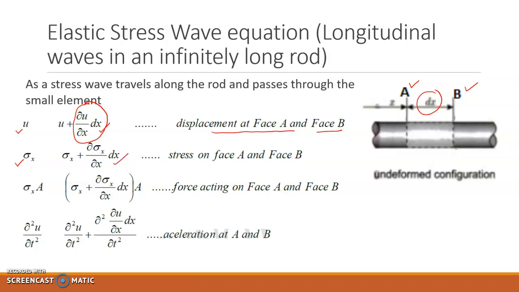Then the force acting on face A is nothing but the area of cross section into the stress on face A. Similarly, the force on face B is the area, which is the same, into the stress acting on that face. The acceleration at A is given as ∂²u/∂t², and at the same time the acceleration at B is given with this name.